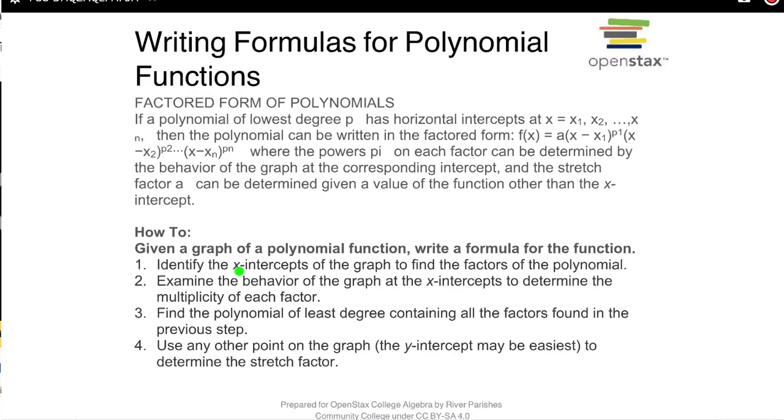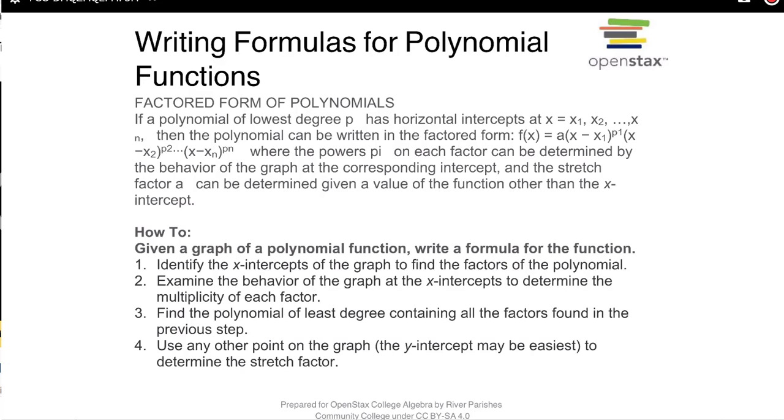So the first thing that we're going to do is identify the x-intercepts of the graph to find the factors of the polynomial. And then we're going to examine the behavior of the graph at the x-intercepts to determine the multiplicity of each factor. Then we'll find the polynomial of least degree containing all the factors found in the previous step. And then we're going to use any other point on the graph. The y-intercept may be easiest to determine the stretch factor.